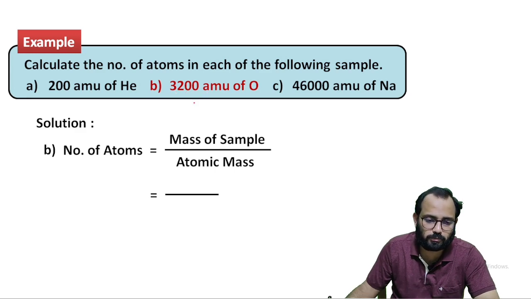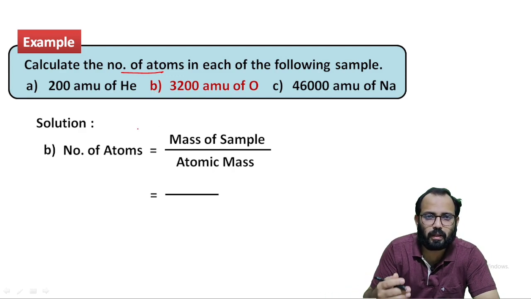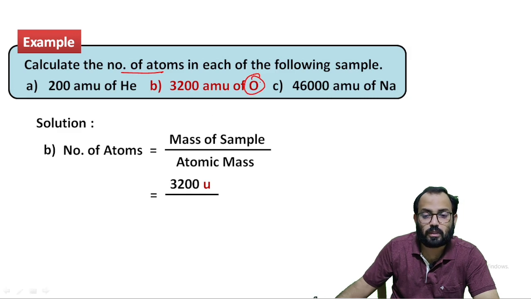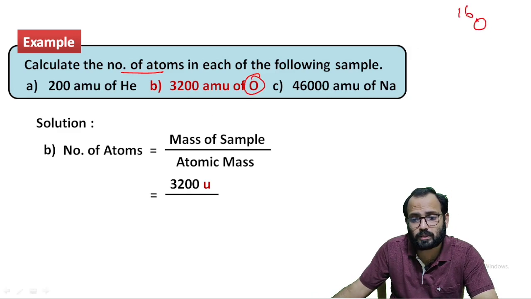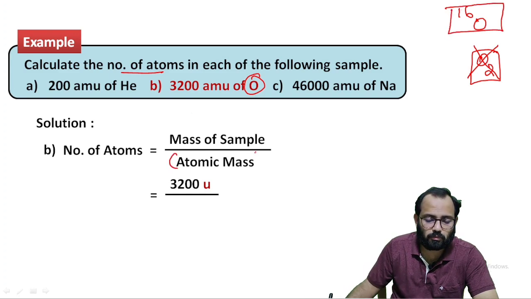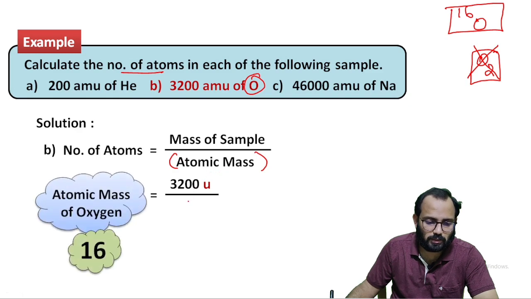3200 AMU of oxygen. Again, what you have to find out? Number of atoms, obviously. So in 3200 AMU of oxygen, what is the number of atoms present? Again the equation is mass of sample by atomic mass. What is the mass of sample? 3200 by the atomic mass of oxygen. Atomic mass of oxygen is 16. But if we talk about the molecular mass, it's entirely different, that is 32. But we are talking about the atomic mass, right? Look at that, atomic mass of the sample is 16.